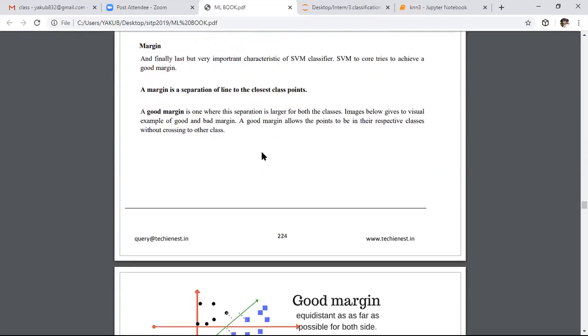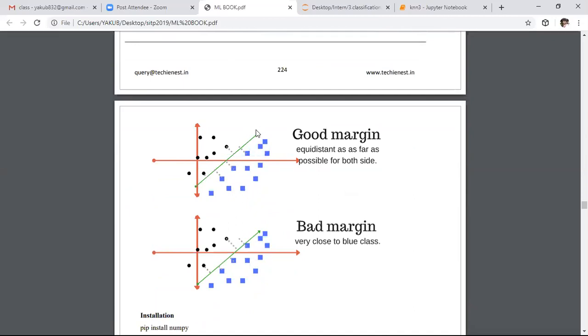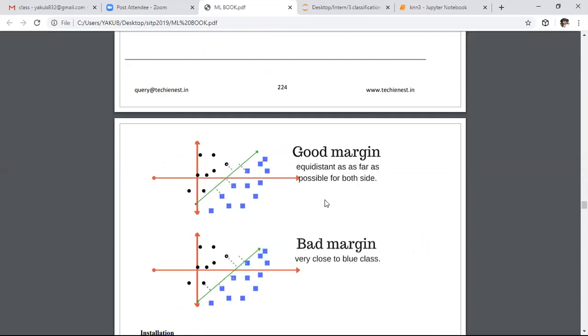Next, the margin. As I already told you, a good margin means the hyperplane you are drawing should be at equal distance from both sides. That is, if it has more width from both sides, that is a good margin. If it is biased towards one side, that is a bad margin. This is about the SVM algorithm theory.